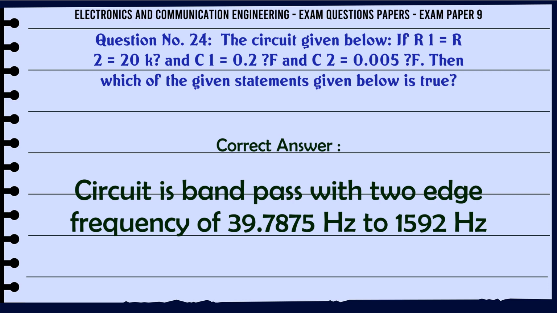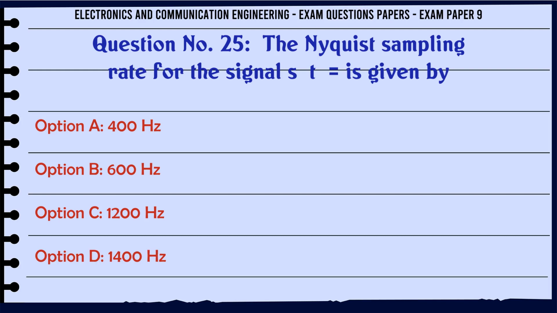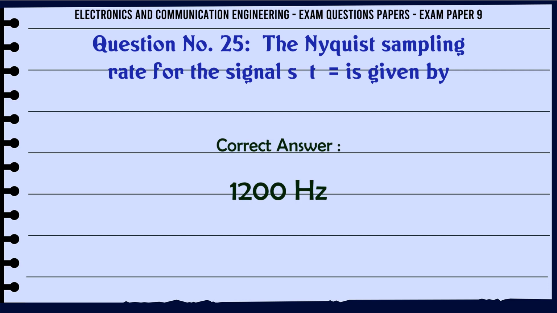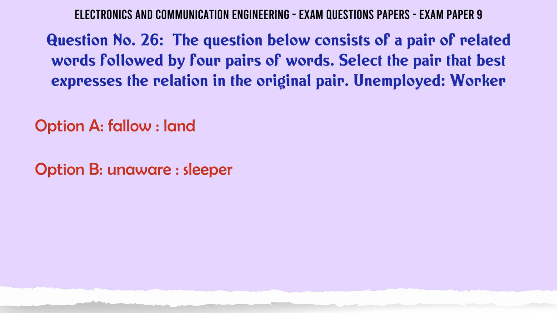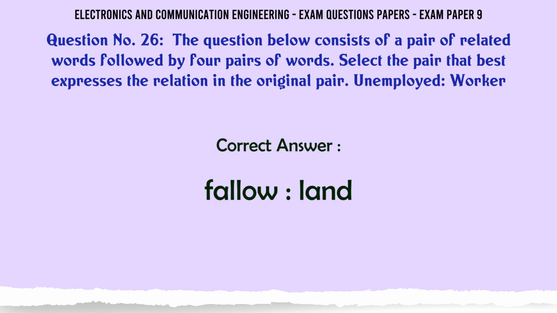The Nyquist sampling rate for the signal s(t) is given by A: 400 Hz, B: 600 Hz, C: 1200 Hz, D: 1400 Hz. The correct answer is 1200 Hz. The question below consists of a pair of related words followed by 4 pairs of words. Select the pair that best expresses the relation in the original pair. Unemployed: worker. A. Fallow: land. B. Unaware: sleeper. C. Wit: jester. D. Renovated: house. The correct answer is fallow land.